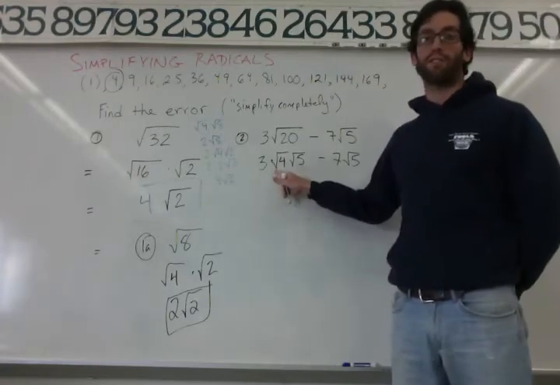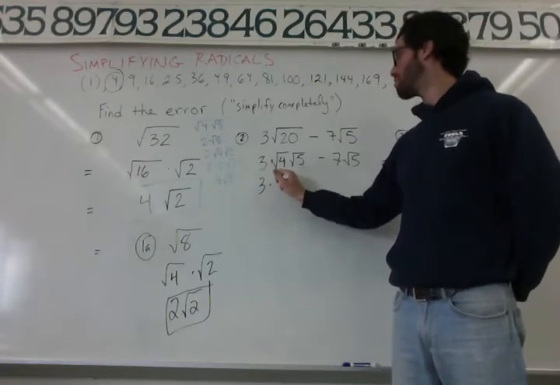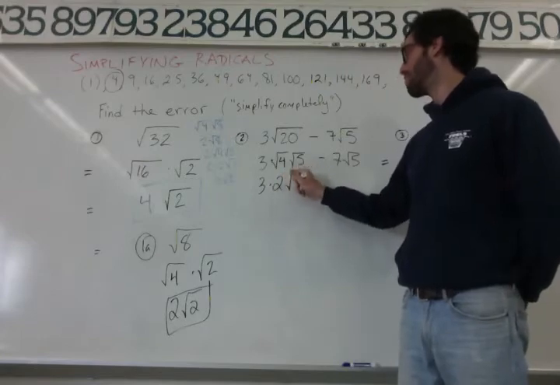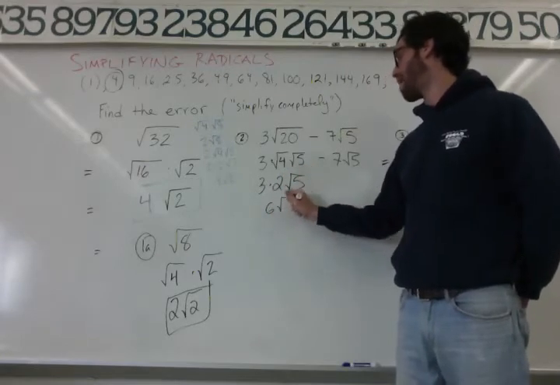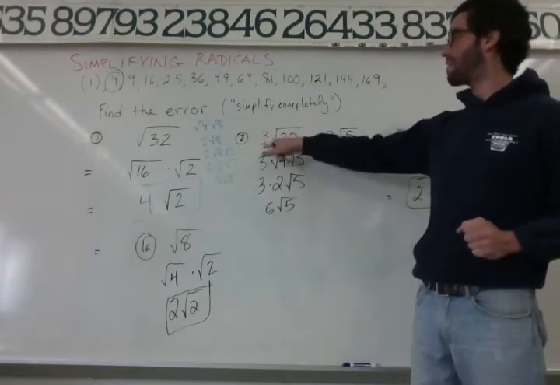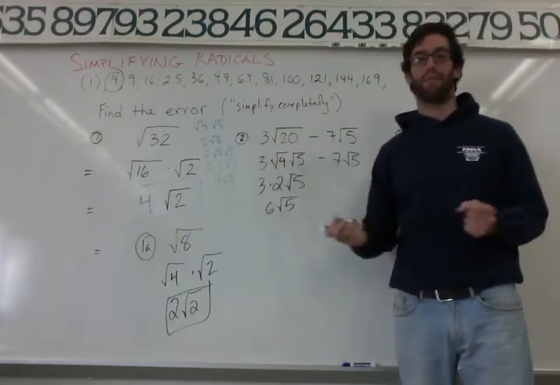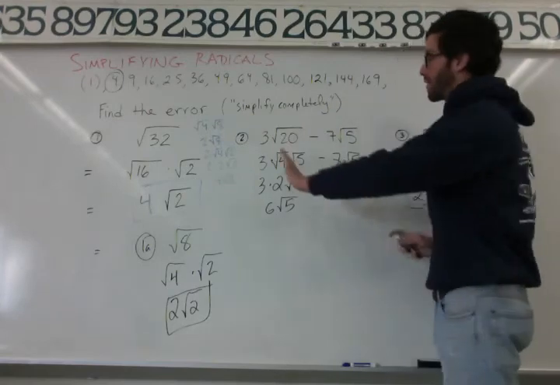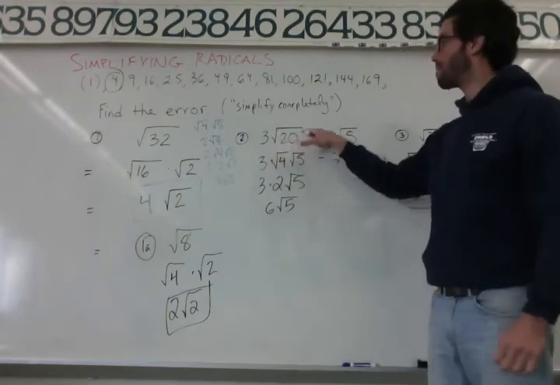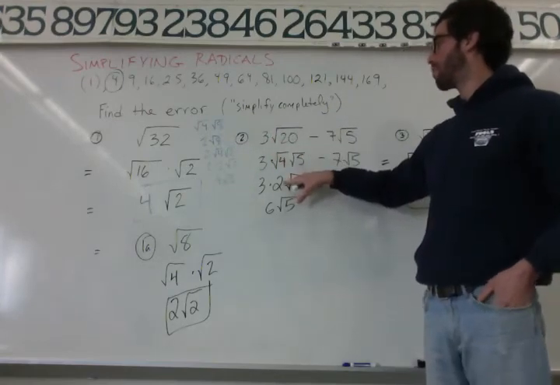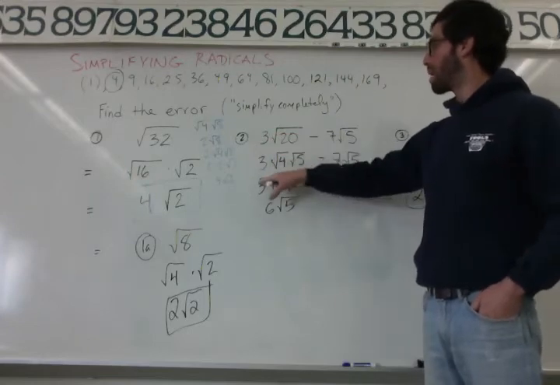What is root 4? Good, it's 2. So we have 3 times 2 times root 5, which is actually 6 root 5. All right, make sure you understand how I went from 3 root 20 to 6 root 5. You got that? I just simplified, kind of ignore the 3. Root 20 becomes 2 root 5 when you simplify. And 3 times 2 is 6.